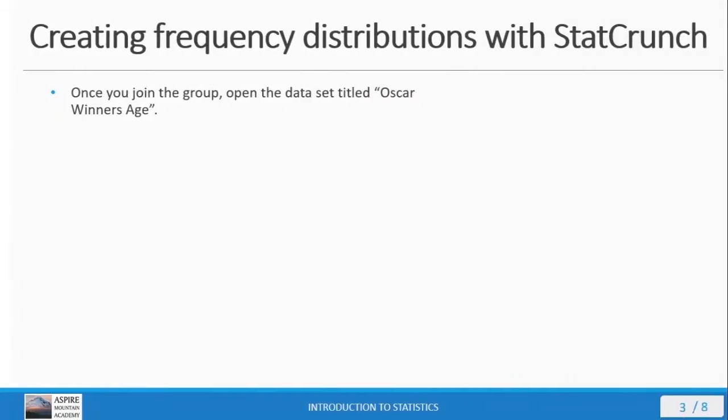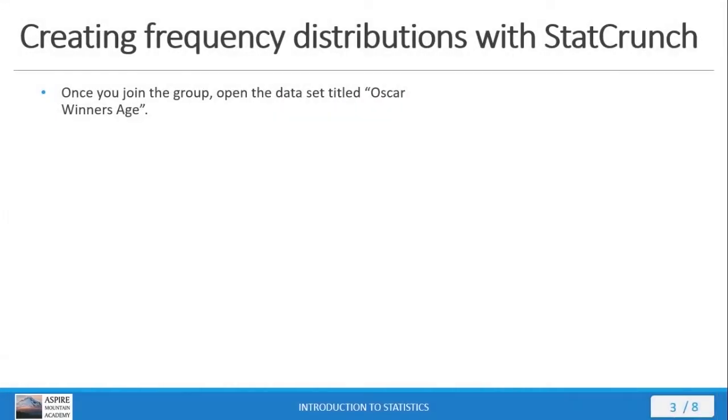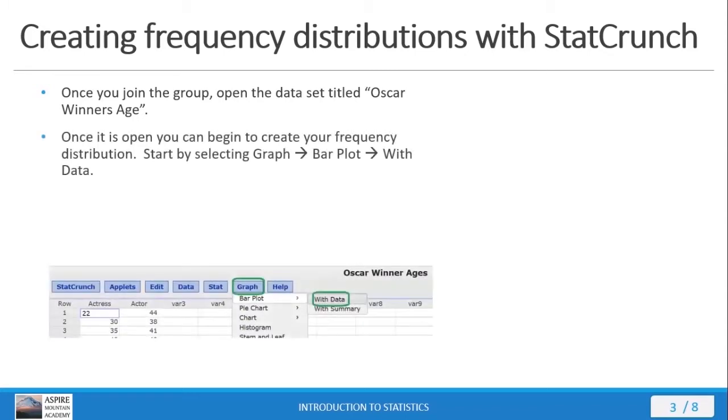Once you've joined the group, enter it and select the Oscar winner's age file. StatCrunch will then open the file. Once your file is open, you can make your frequency distribution. Just go to Graph, Bar Plot with Data.